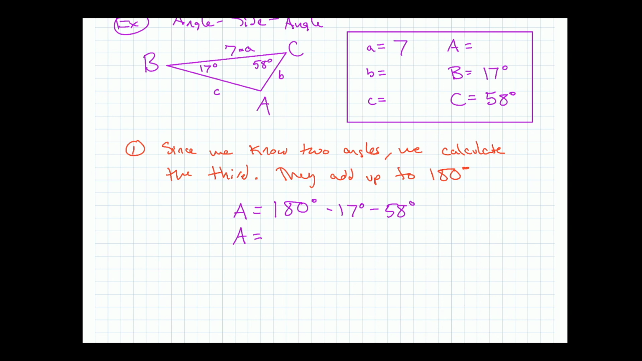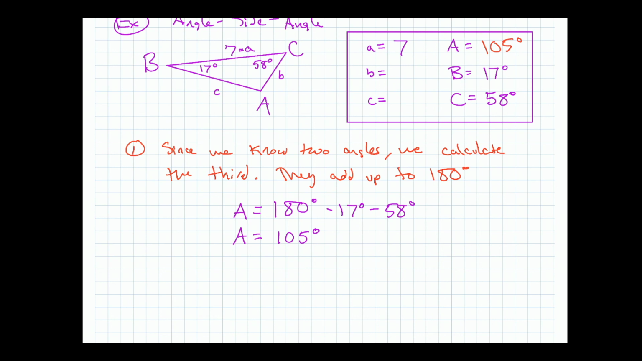So you grab a calculator. I'm just going to do that on my calculator. I'm not going to bring up the calculator. 180 minus 17 minus 58. 105 degrees. All right. So you found something. So let's put it in. 105. Okay, so far so good.